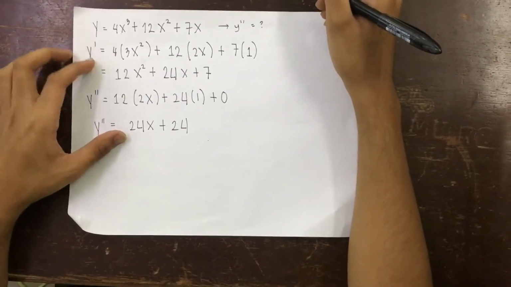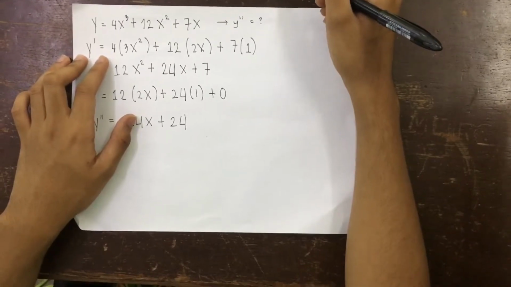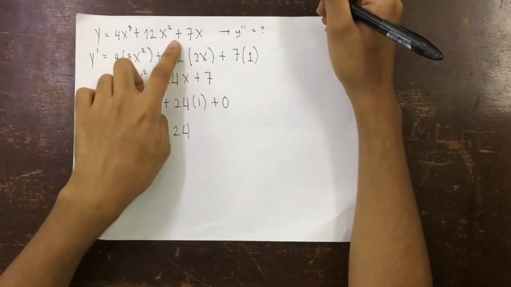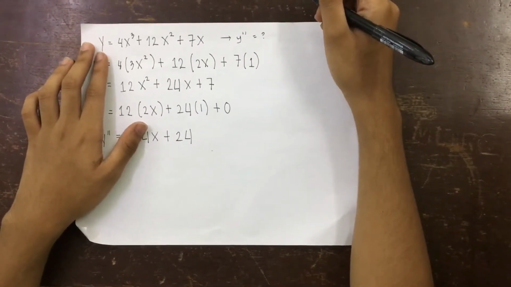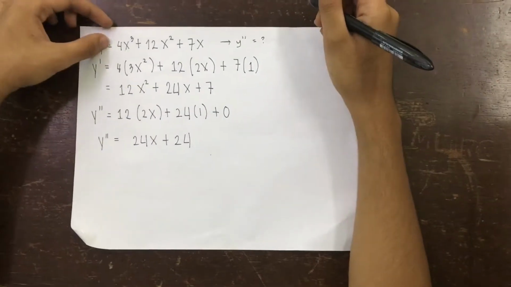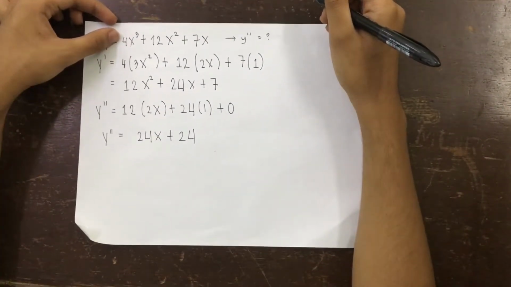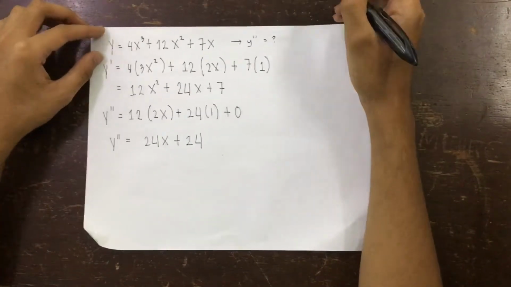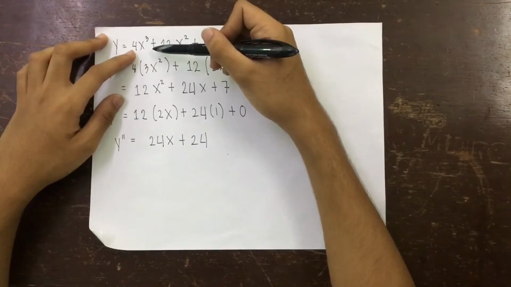So the first step that we're gonna do is the sum and difference rule, since we can see the addition sign here. So sum and difference rule means that we're just gonna find the derivative of each function. So for the first function, 4x cubed, we're gonna use the constant multiple rule. So we're just gonna copy 4, and then for x cubed, we're gonna use the power rule.